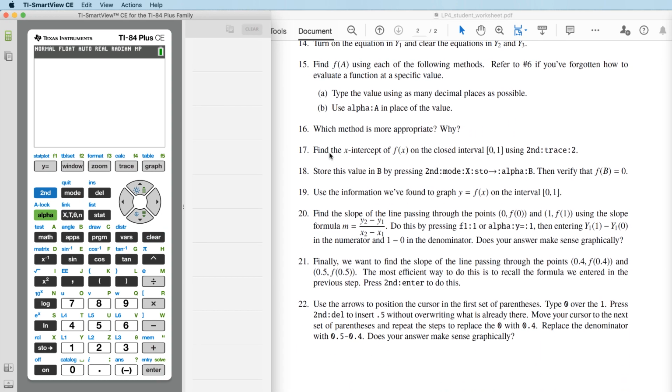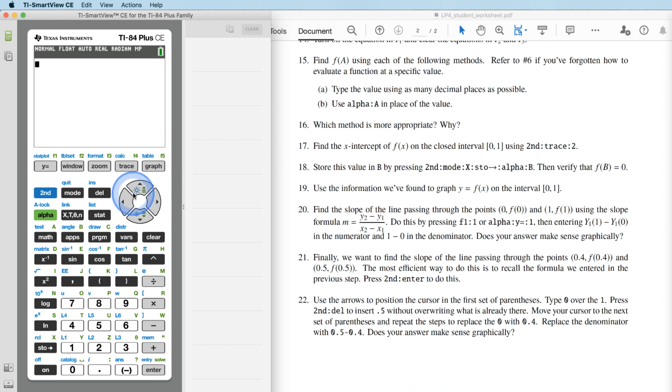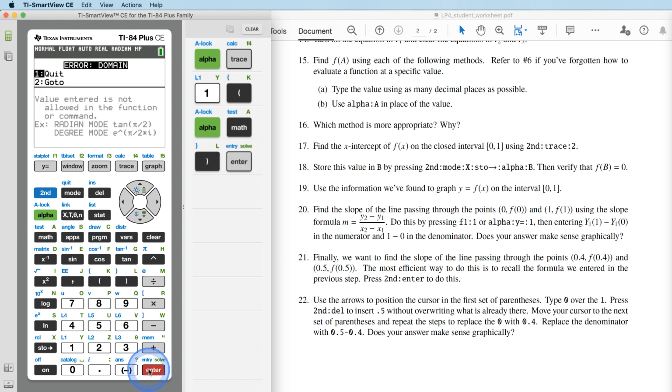Number 15, find f of a. So f of x is stored in y1. I'm going to use the F4 menu, but we talked about different ways you can do that. And I'm going to find y1 of, instead of typing the number, I'm just going to call it up as a. And when I do that, I get an error, which is what I'm expecting because there is a vertical asymptote there. So there is no function value that exists at that a value.